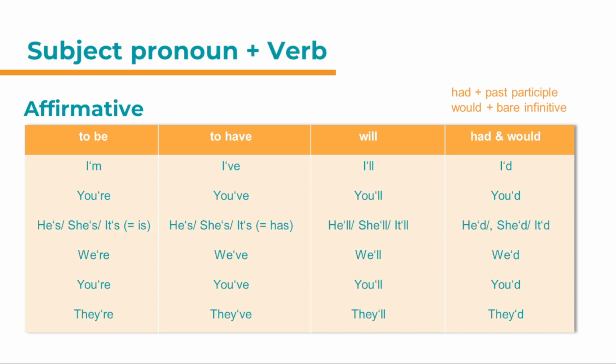I've, you've, he's, she's, it's. Here the S stands for has. So we could have S for is, but it could also stand for has. We've, you've, they've.